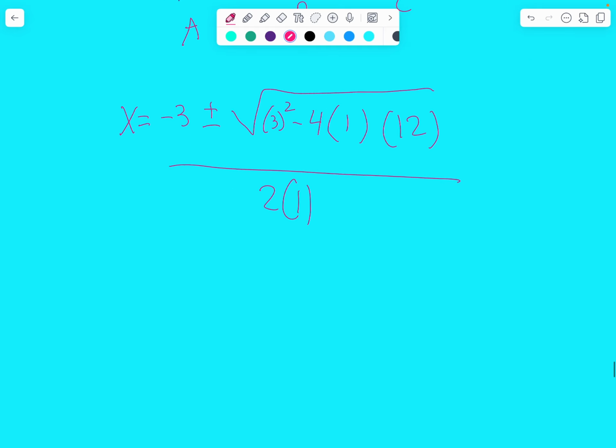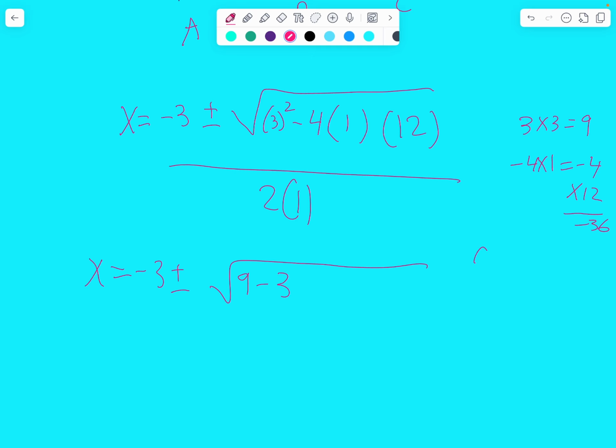So let's break it down. So we got x is equal to negative 3 plus or minus that square root of, what's 3 squared? Well, that's a fancy way of saying what's 3 times 3, which is 9. Minus, what's negative 4 times 1? Negative 4. What's negative 4 times 12? Negative 36. The negative times a positive, you guys, gets you a negative number.